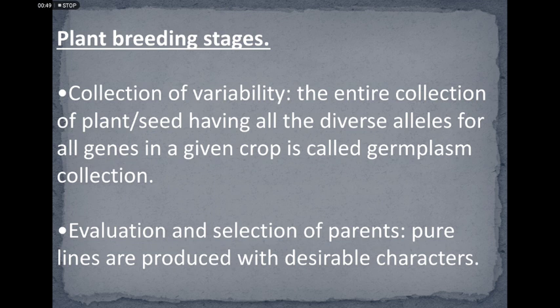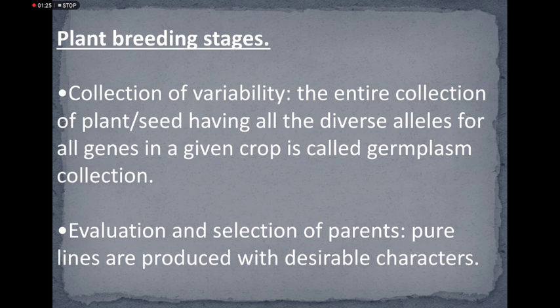There are various stages present in the plant breeding procedure. The first one is collection of variability. The entire collection of plants or seeds having all the diverse alleles for all genes in a given crop is called germplasm collection. That means in this procedure we collect all varieties of a species, called tall plant, dwarf plant.